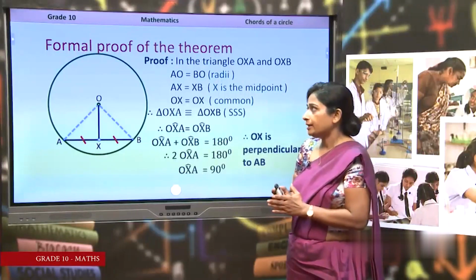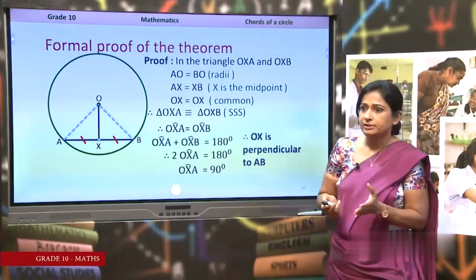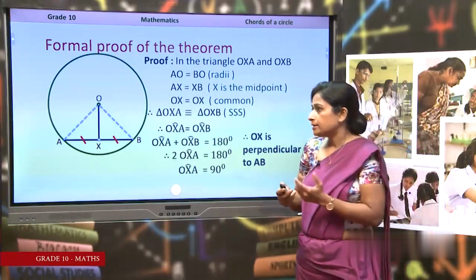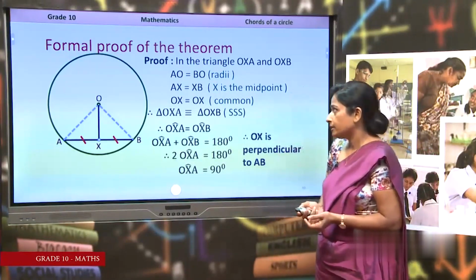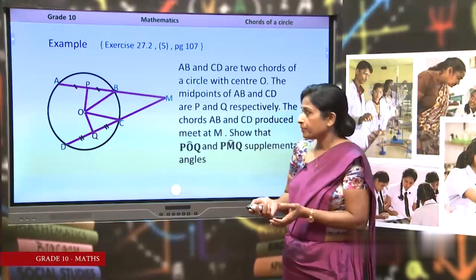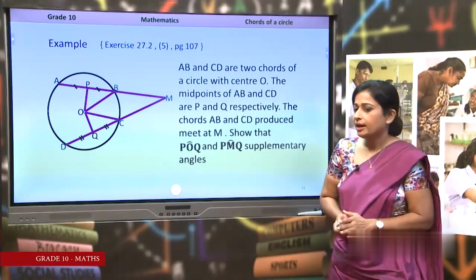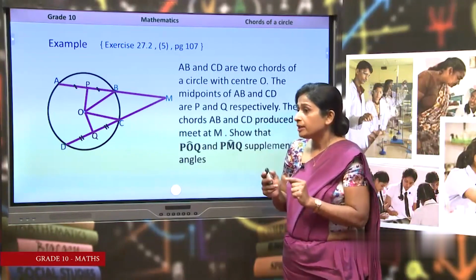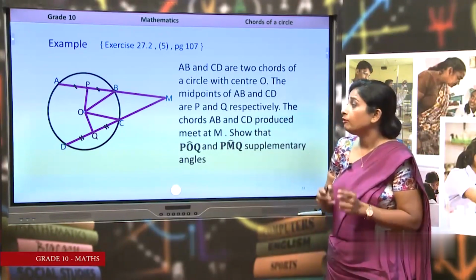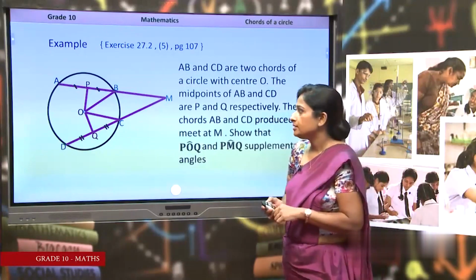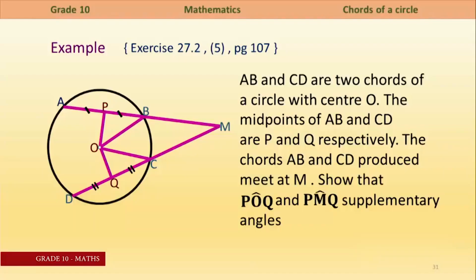Okay. By using that, I am going to do one example. That example goes with your textbook. I have taken it from your textbook. You can turn to page number 107. Then exercise 27.2, fifth question. Take this sum. You have to observe the diagram and understand clearly what we have to do here. AB and CD are two chords of a circle.